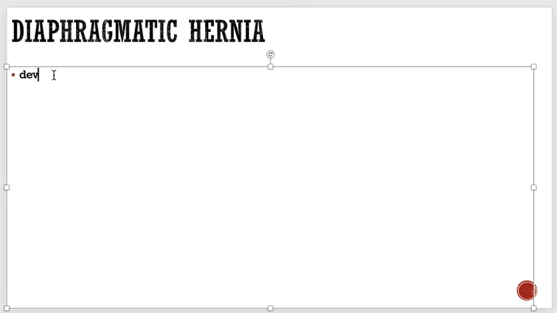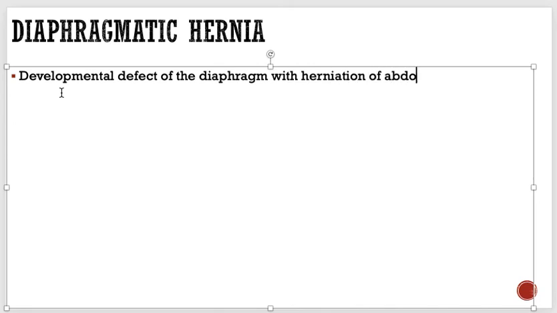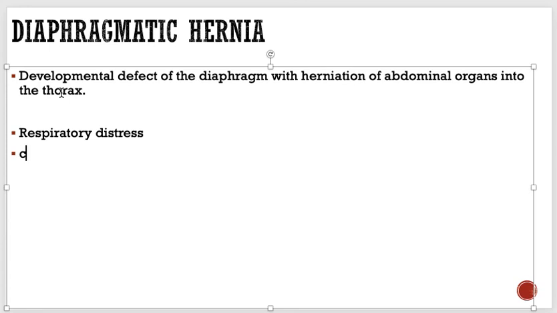So by definition, it's a developmental defect of the diaphragm, with herniation of abdominal organs or contents into the thorax, right? Think about it: the abdominal contents are in the thorax because of that diaphragmatic opening. So the lungs will be compressed and will not expand properly. Now think logically. When the lungs cannot expand properly, the babies will go into respiratory distress, right? And the babies may develop cyanosis.